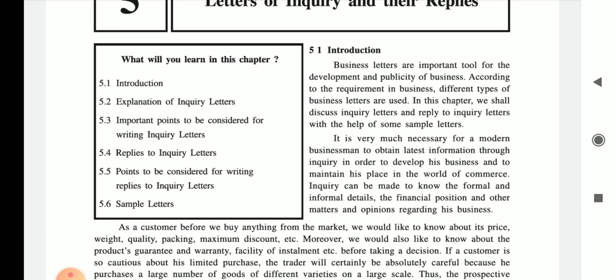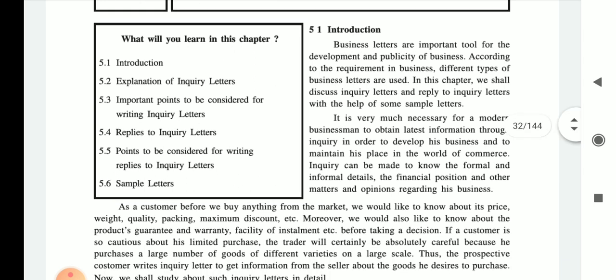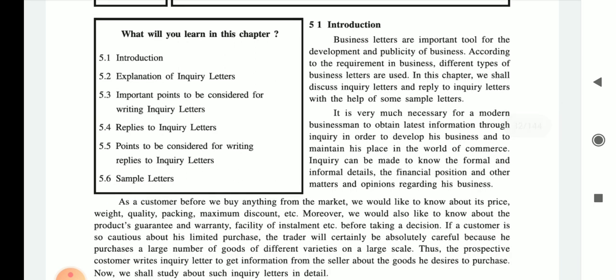It's considered as an important tool because so many business-related decisions as well as some business-related work are done based on these letters. So for the development as well as the publicity of business, letters are a very important tool. That's why it's considered an important tool according to the requirement in business.